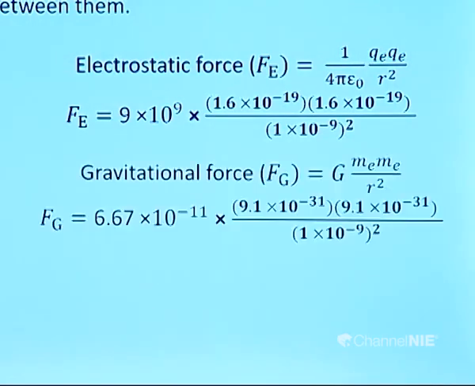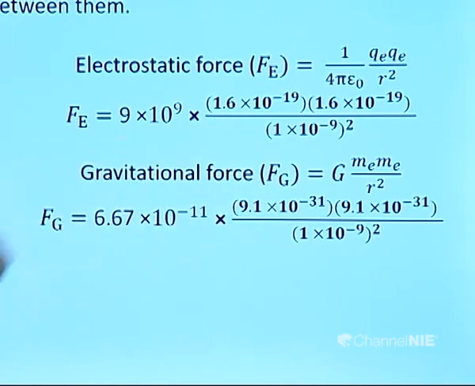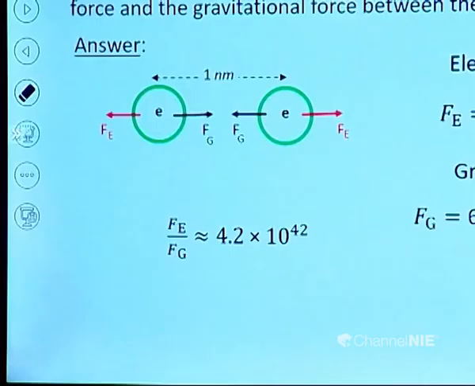If I now come to the gravitational force, the mathematical expression is given by G m1 m2 upon R squared. If I substitute, capital G is the universal gravitational constant, we know that value, m1 and m2, the masses of both electrons, are the same, and the separation is once again 1 nanometer. When I solve this, we come to the figure, because we are supposed to compare the forces between them. I get the value Fe to Fg is 4.2 into 10 to the power 42.